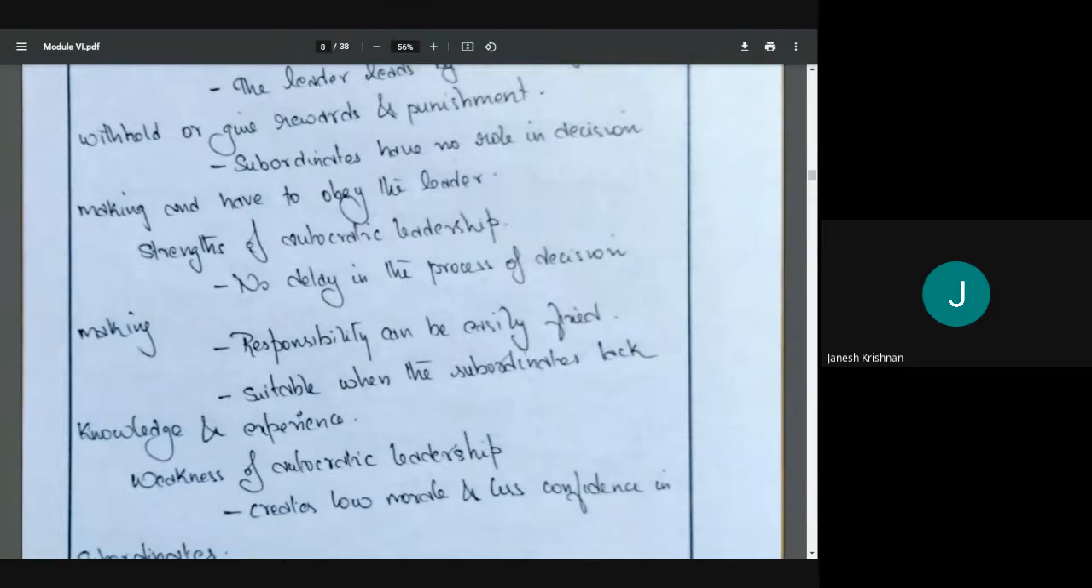What is the other benefit of this approach? It is suitable when the subordinates lack knowledge and experience. In this scenario, the leader is forced to do the job and make the decision. When the subordinates do not have sufficient knowledge or experience, the only way forward is the leader making the decision. So that system also becomes an autocratic or authoritarian system.